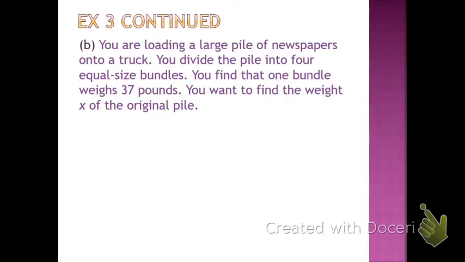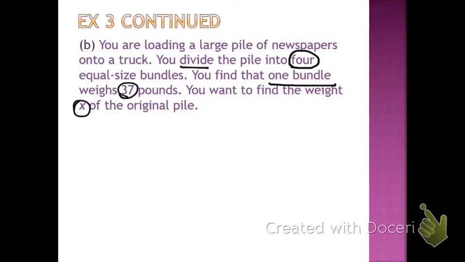All right, you're loading a large pile of newspapers onto a truck. You divide. What's the first word you probably should have underlined or marked? Divide, okay? Divide, because that is an operation. It says you divide the pile into 4 equal size bundles. So what's the next thing you probably should have circled or underlined? 4. It's written as a word, but it is a number. You find that one bundle weighs 37 pounds. So one bundle by itself weighs 37 pounds.